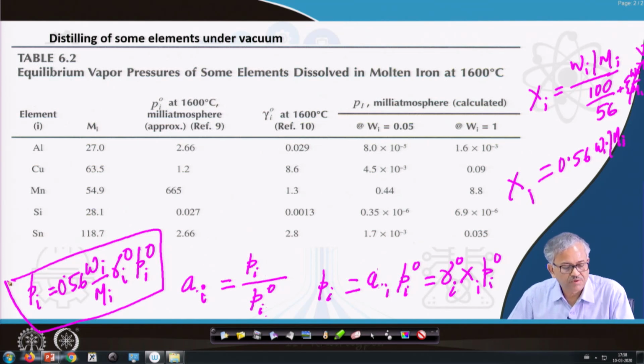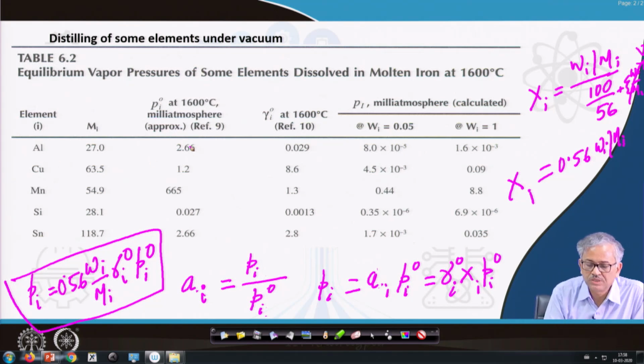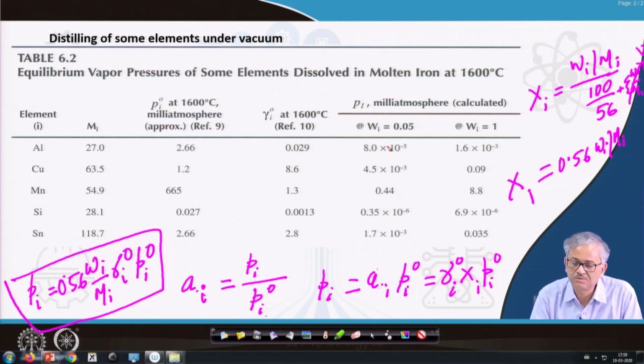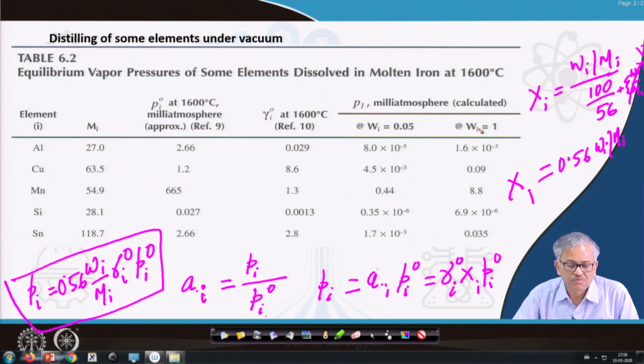Here you can see for aluminum, the molecular weight is 27, Pi naught, the vapor pressure of pure aluminum, is 2.66 milliatmosphere. These are all in milliatmosphere. The Henryan activity coefficient in the Raoultian scale is 0.029, and if the weight percent Wi is 0.05, all the values are known. You can simply calculate that the partial pressure of aluminum in liquid steel will be 8 into 10 to the minus 5. And if the weight percent of aluminum in the bath is 1 weight percent, then this value is 1.6 into 10 to the minus 3.